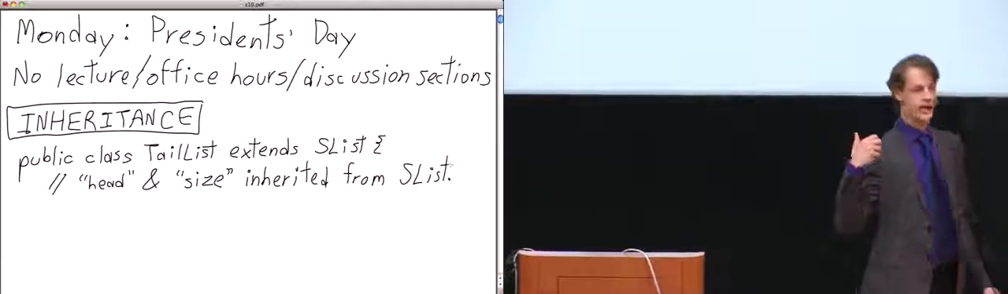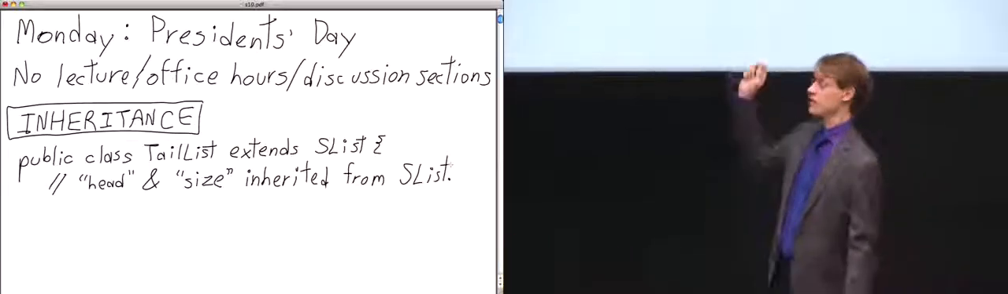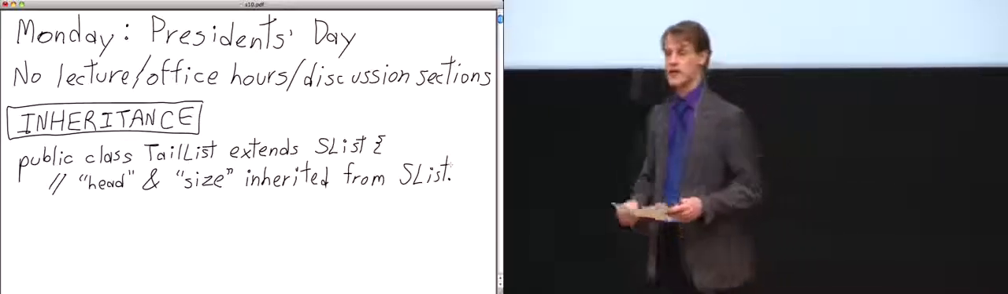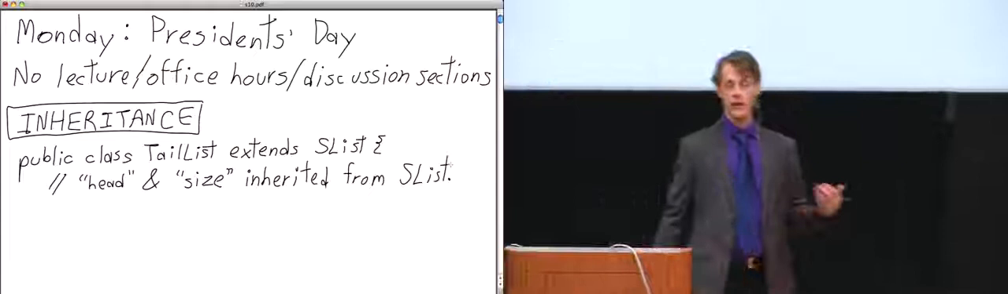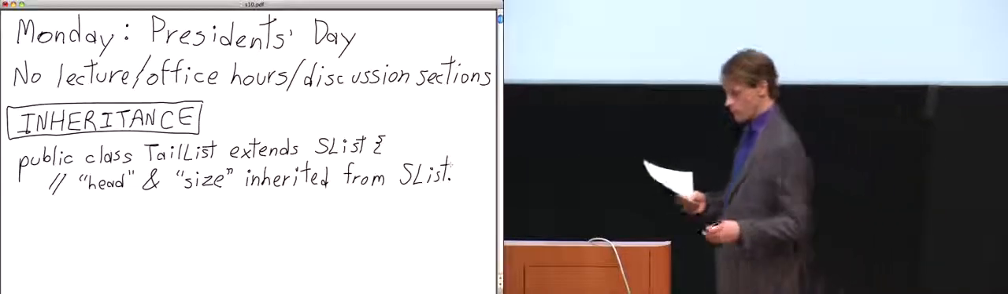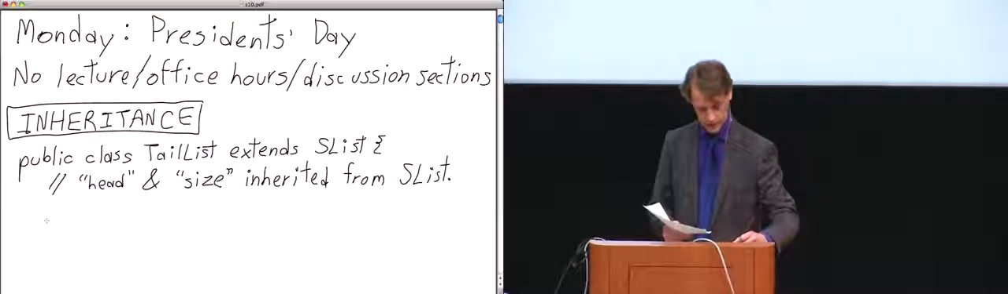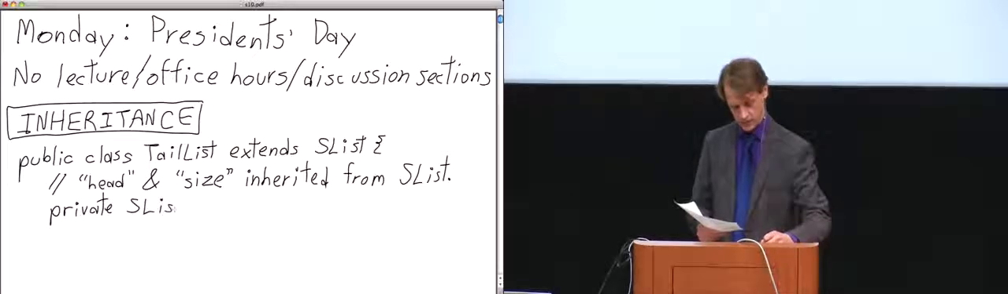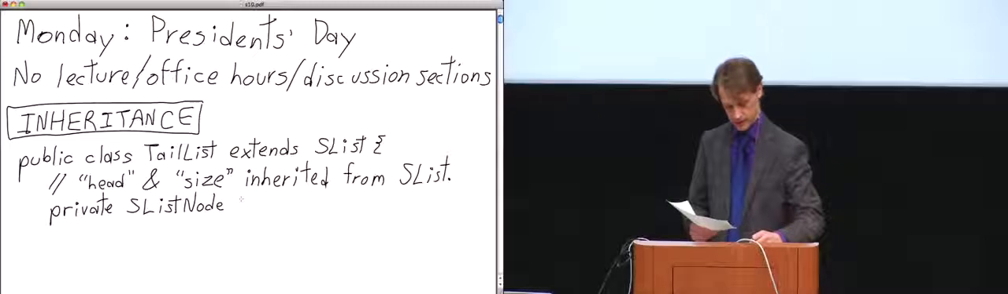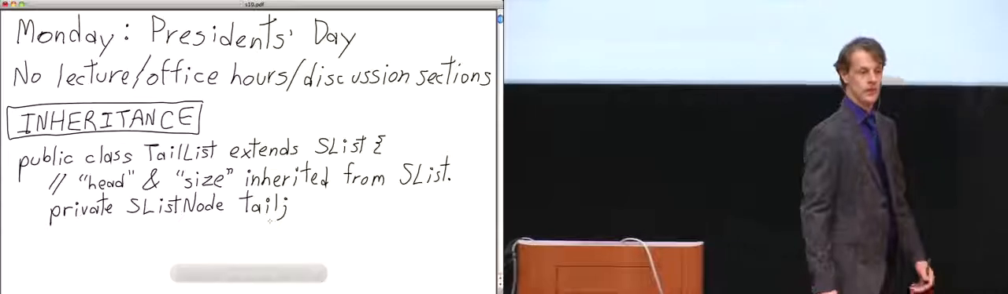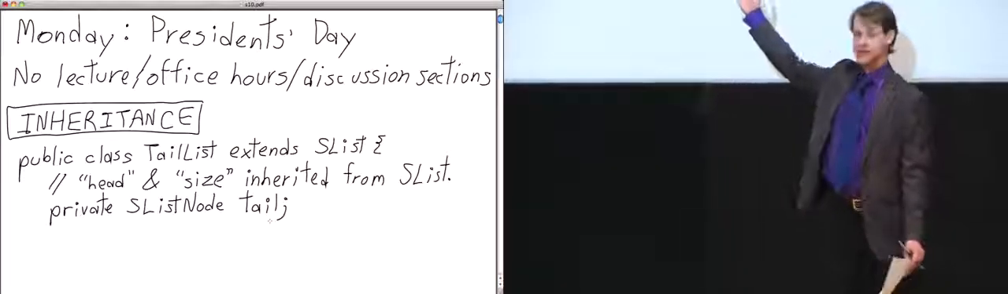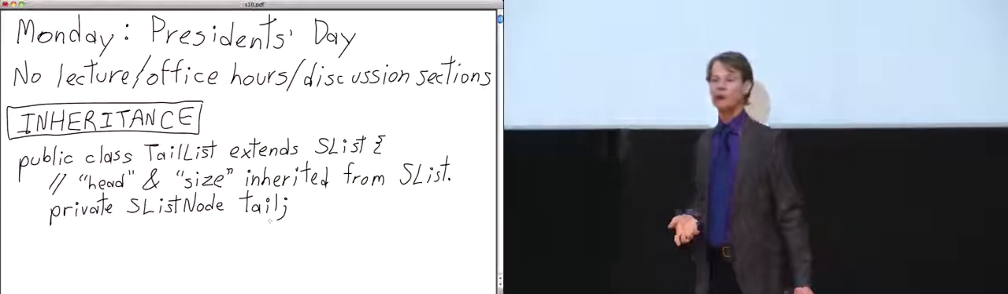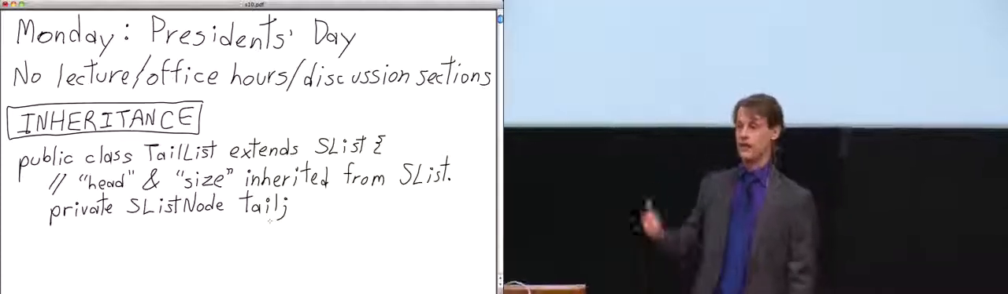So, for instance, the head field and the size field, these two fields are inherited from SList. And you get them automatically in the TailList without having to declare them again. But we do want to add a new field that was not in the SList class, because remember the purpose of Lab 3 was to add a tail reference to our lists. And so this is how we do it. We inherit some fields from another class, and then if there are new fields we want for the new extended class, then we add those as well.